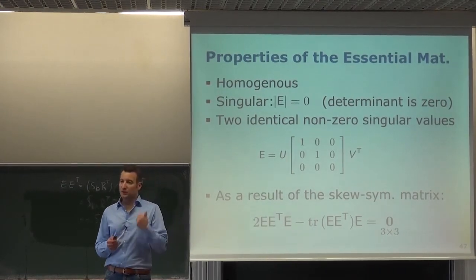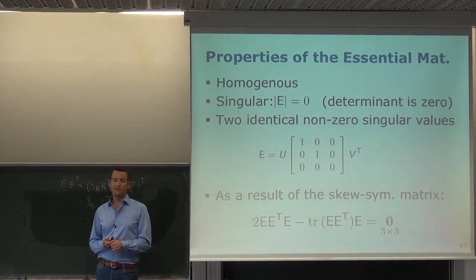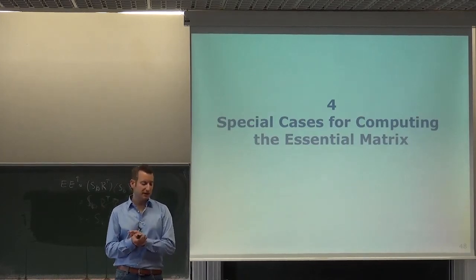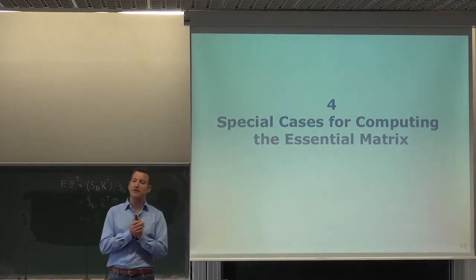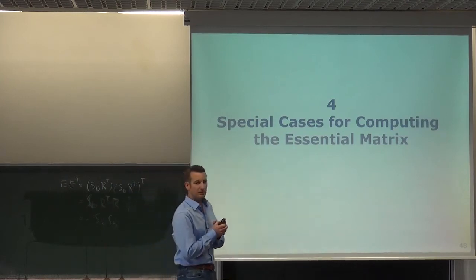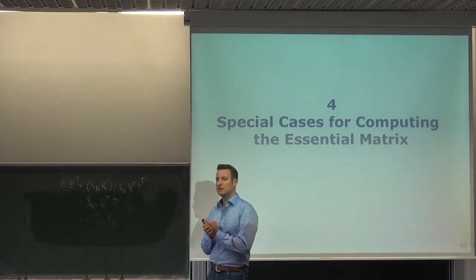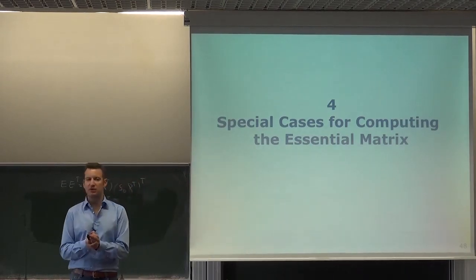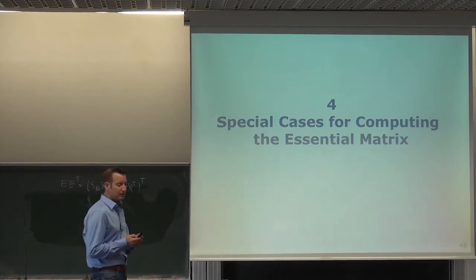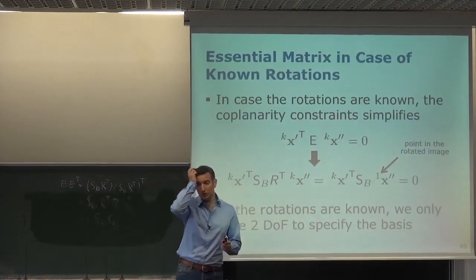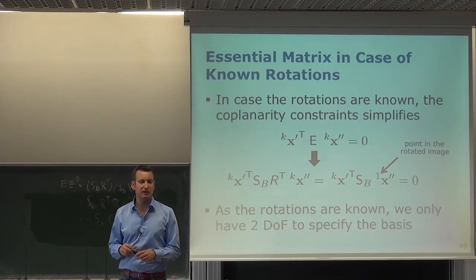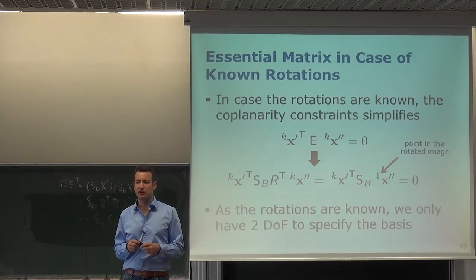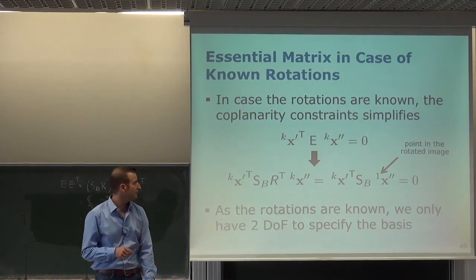So what we did is we computed the essential matrix for the general case. We now want to look into special cases of the essential matrix. If I know something about the setup that I have, then I can actually simplify the computation in a way that I need fewer corresponding points. So the first thing we want to look into is if we know the rotation, we know how the camera has been rotated, but we know nothing about the baseline. Can we simplify the overall process? And this is the case, we will see in a second.